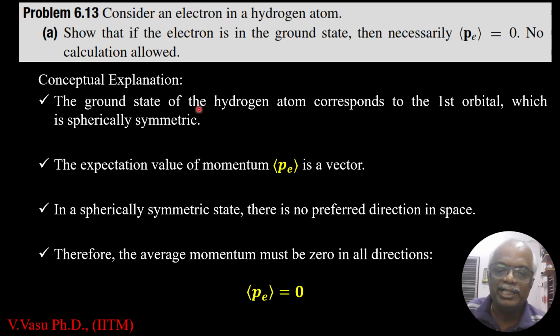The ground state of the hydrogen atom corresponds to the first orbit, which is spherically symmetric. The expectation value of momentum is a vector. That is very important. In a spherically symmetric state, there is no preferred direction in space. Therefore, the average momentum must be zero in all directions. So, without any derivation, we can conceptually claim that the expectation value of momentum is equal to zero. Then we will move on to part B.